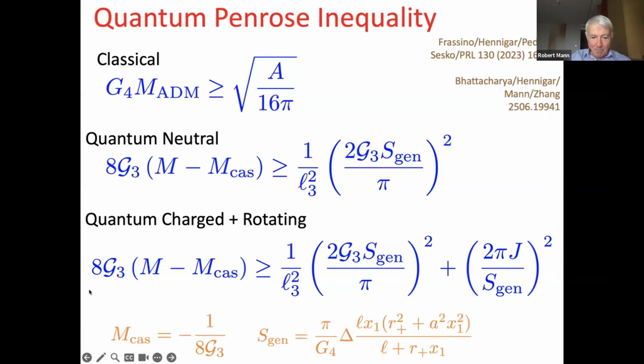So there's more to be understood as to why this is true, but this is what we found to be the case. Here I've written down the Casimir energy, or Casimir mass, which is -1/8G3, and the generalized entropy is given by this quantity here. It is not simply the circumference of the horizon, but rather is this more complicated function of the horizon radius, this parameter x1, the rotation parameter a of the black hole, and so on.